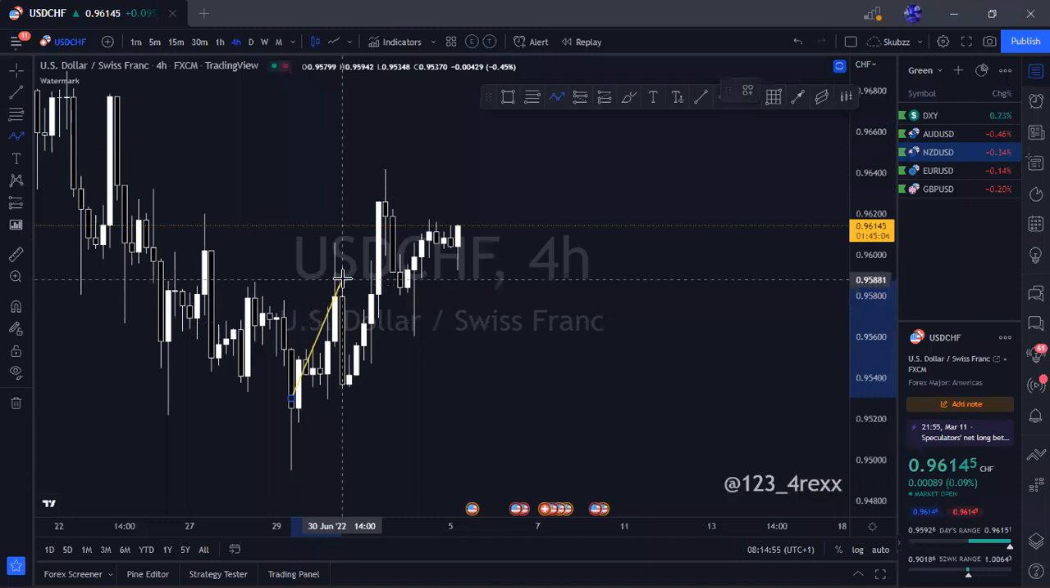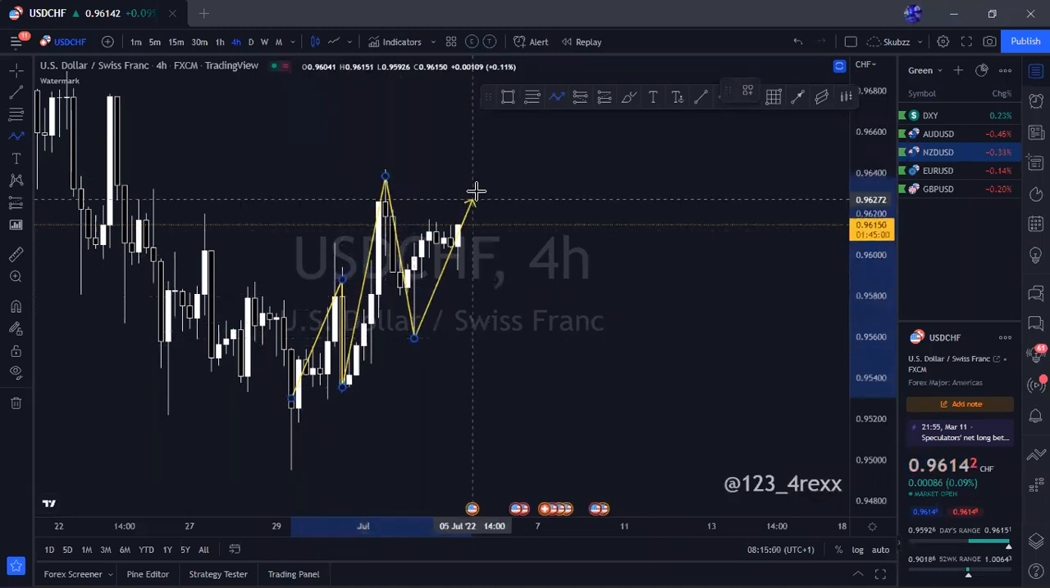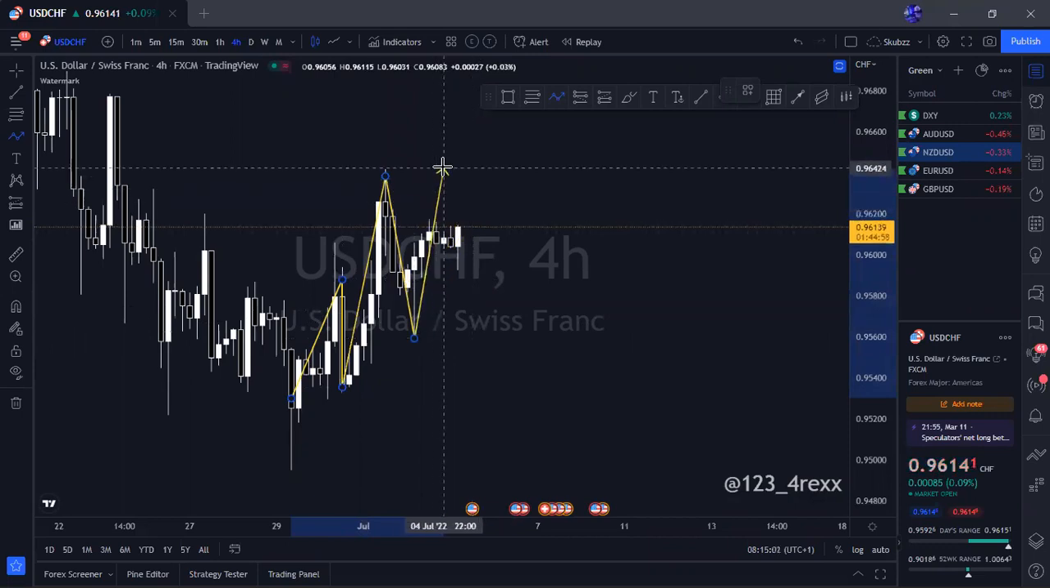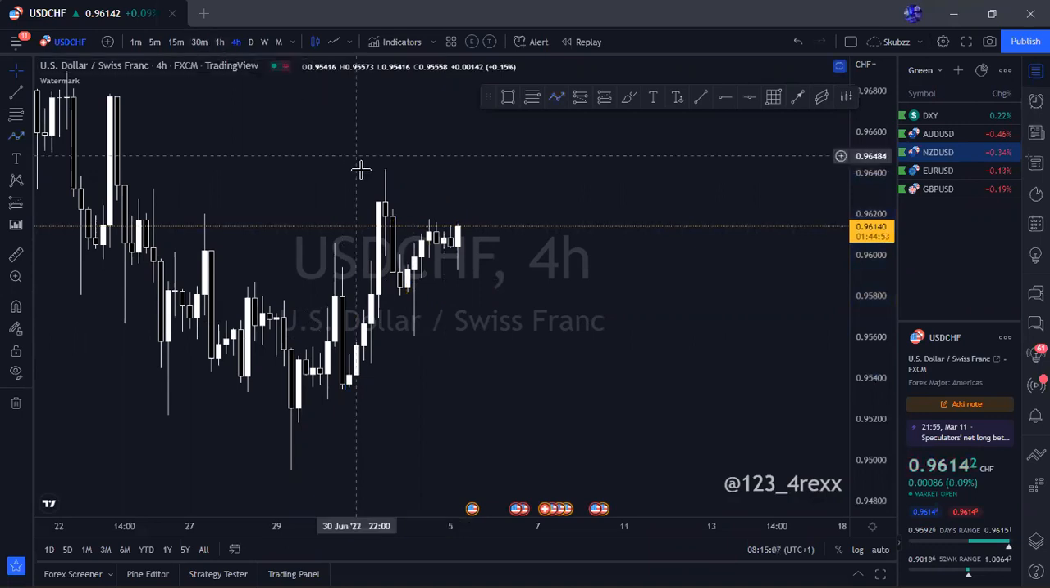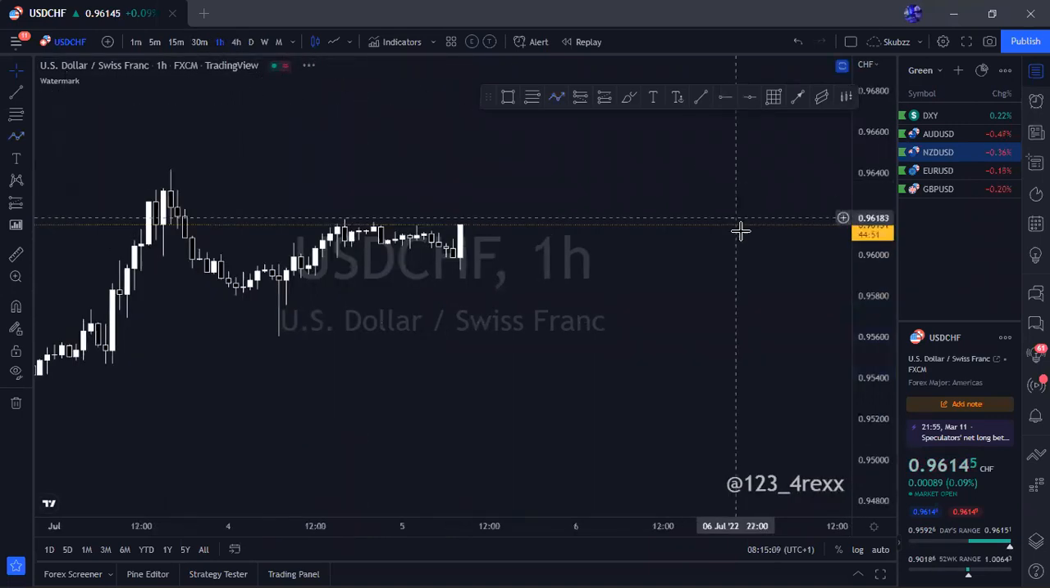We had a push to the upside, a push to the downside. We broke structures to the upside. Now we retraced, and then we're still pushing to the upside. So we're actually bullish on USD CHF. Let's take a look at the 1H and see what we have.